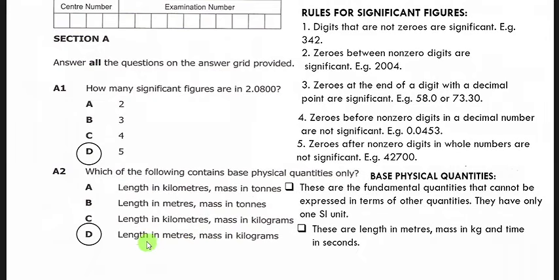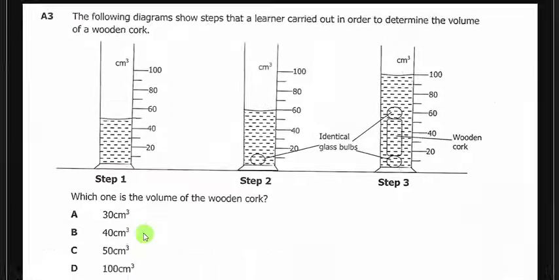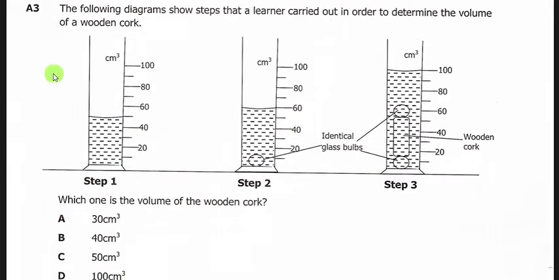Now let's move to another question. This is question number 3. Question number 3 reads: the following diagrams show steps that a learner carried out in order to determine the volume of a wooden cork.